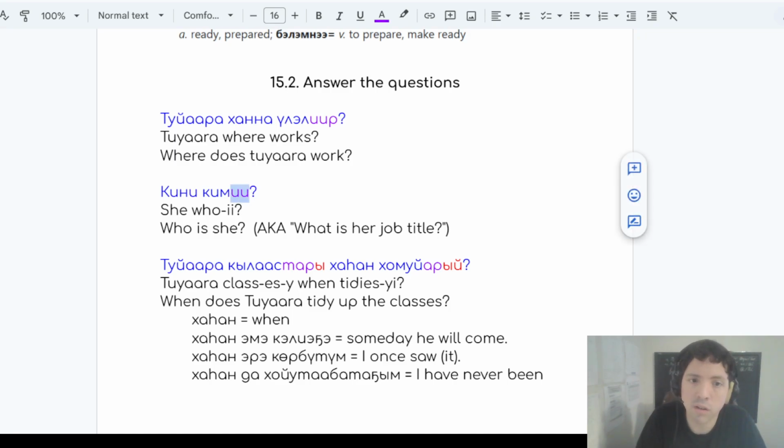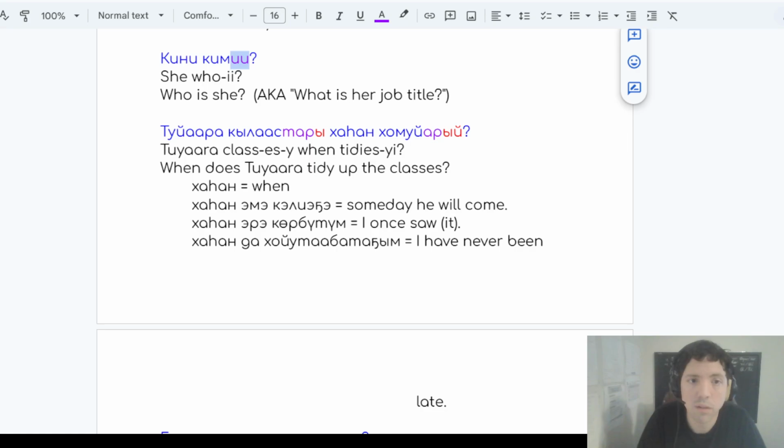Notice this is not the accusative case ending. That would be 1e, kimi. This is kimi. That's the question ending that you'll see sometimes. Tuyara kalastare hahan hamuyari. Tuyara classes when tidies e question ending. When does Tuyara tidy up the classes? So we have hahan when, and I also put some expressions. Hahan, some sentence examples with hahan paired with these other words.